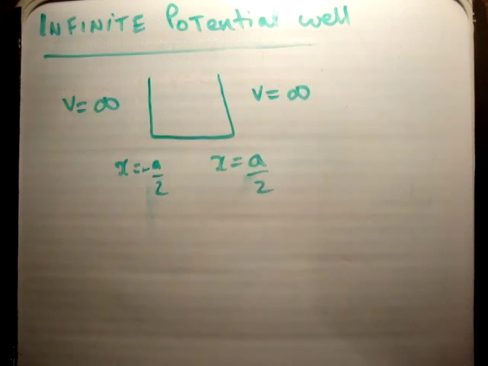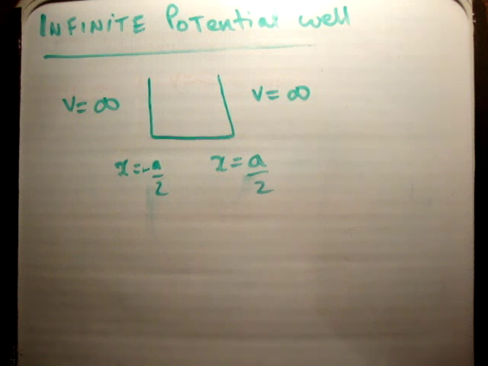Okay, in this video I'm going to solve the infinite potential well for a box centered at the origin going from negative a over 2 to positive a over 2. This video is to go directly hand in hand with the video where I did a box centered at a over 2 going from x equals 0 to x equals a.